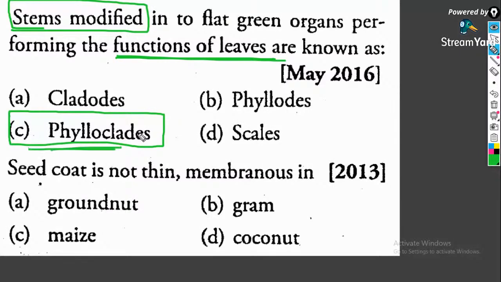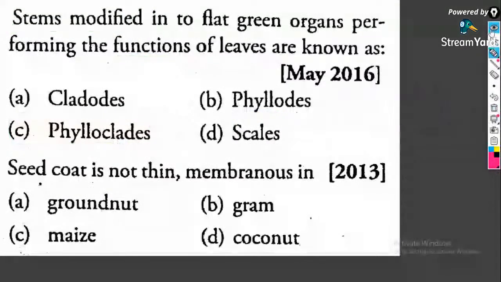Now you will be having a confusion. What do you mean by phylloid? What is a phylloid? A phylloid is a modification of the leaf petiole. What is petiole? Leaf stalk. Modification of the leaf petiole is the phyllode.